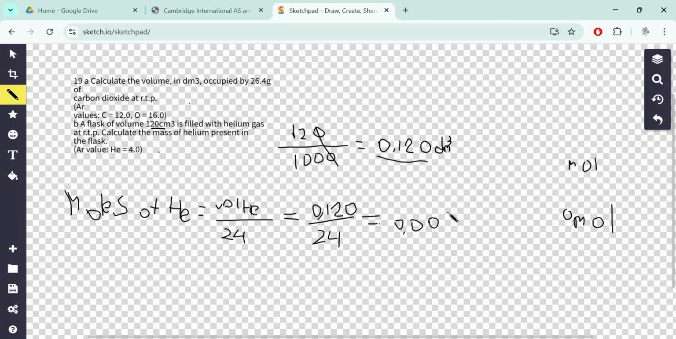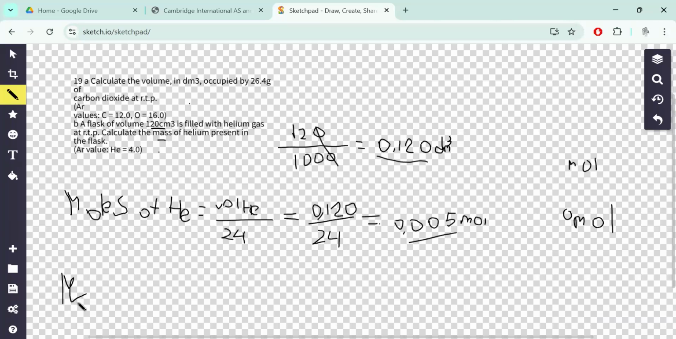You can actually just write this down, and don't forget the unit of moles, which is mol, in lowercase. So this is how we find the moles. Now we're asked to find the mass here.